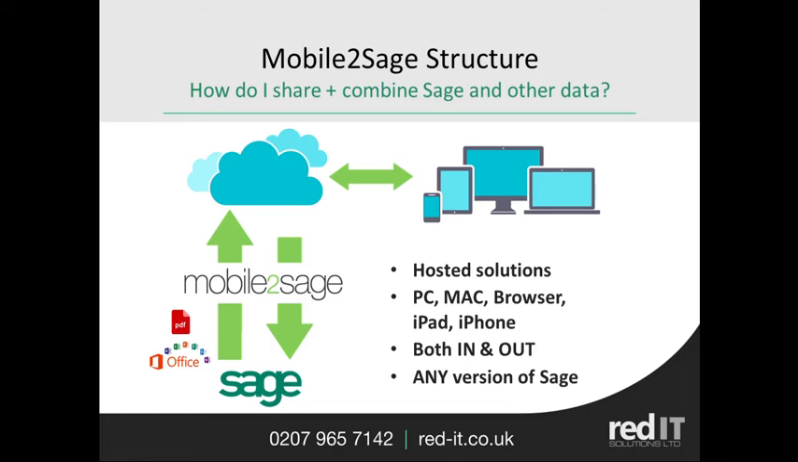And a very simple requirement is to be able to share all of that with the non-accounting users, so people around the organization. Mobile2Sage allows you to do that in both directions, so you can share stuff from your office onto the mobile devices or PCs or Macs, but it also allows those devices to interact and allow you to enter information into Sage securely. It's a hosted solution and it can work on any version of Sage.